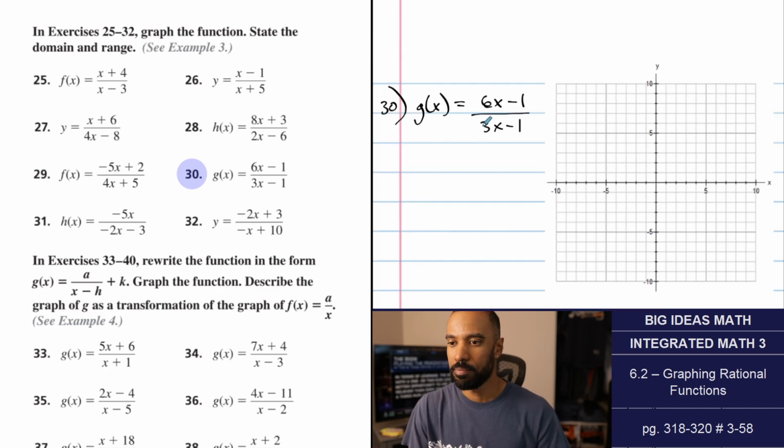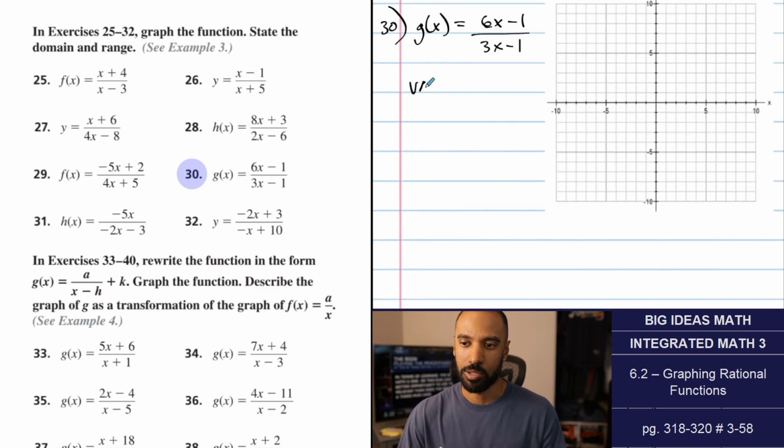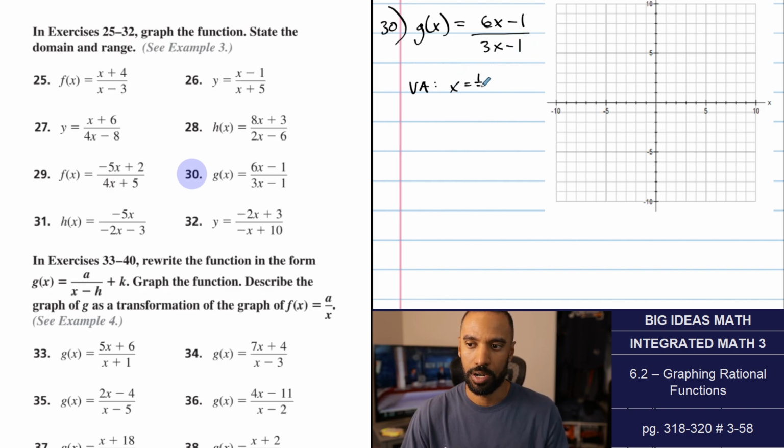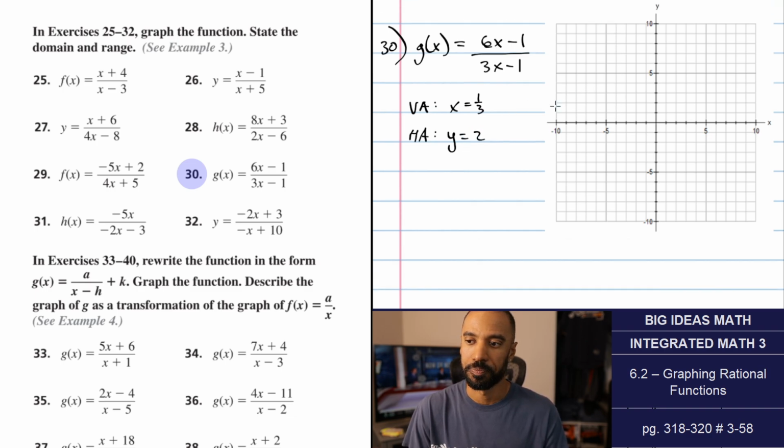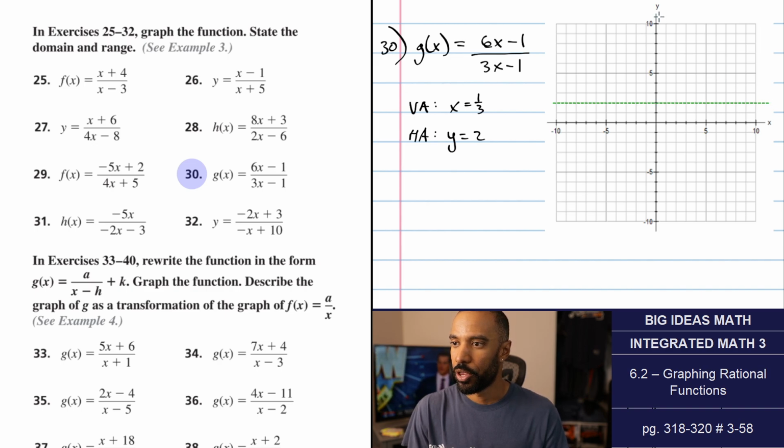On number 30, we have a vertical asymptote at, add 1 divided by 3, x equals 1/3. Again, weirdo fraction. Horizontal asymptote, 6 divided by 3 is what happens here. That's y equals 2. So that one's fine. The other one, not so much. So do what we can. X equals 1/3. Yeah, I can't do much better, really.